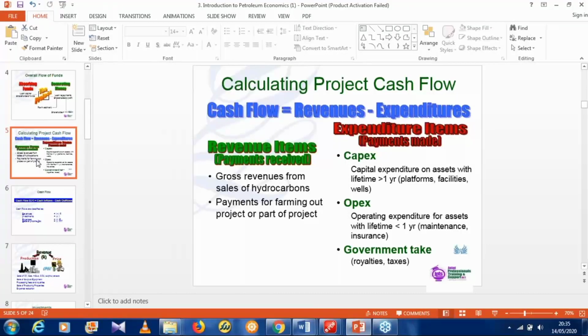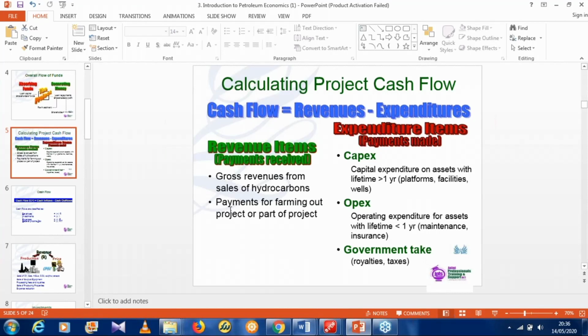So when we're calculating the project cash flow, what are the things we consider? Generally, cash flow is described as revenue minus expenditure. Your total revenue minus your expenditure is what your cash flow is. Looking at the revenue items, we have the gross revenues from sales of hydrocarbon, whether gas or liquid, and then payments for farming out projects or part of projects.